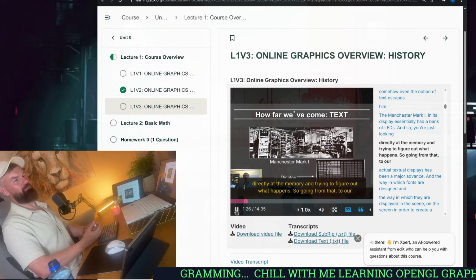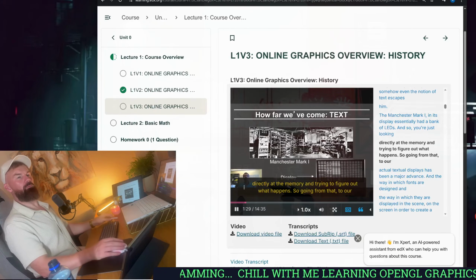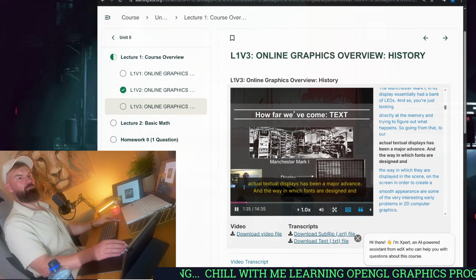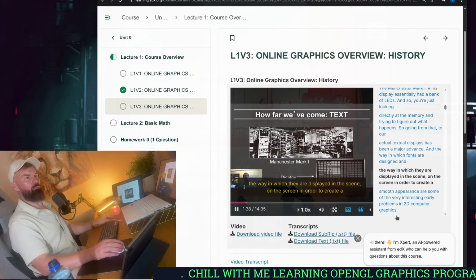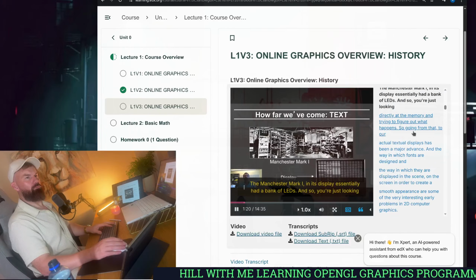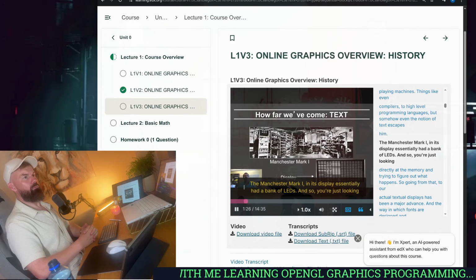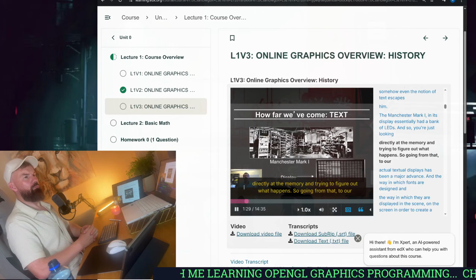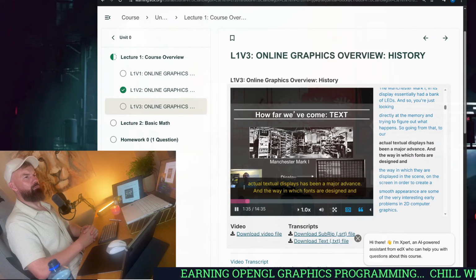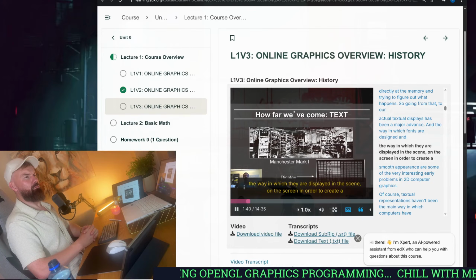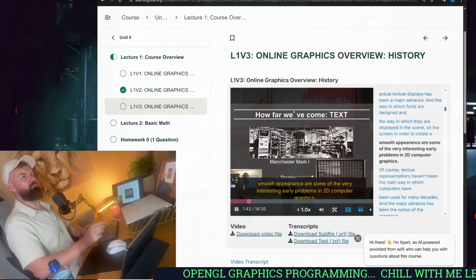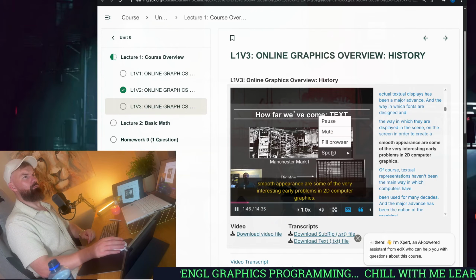The Manchester Mark I, in its display, essentially had a bank of LEDs, and so you're just looking directly at the memory and trying to figure out what happens. So going from that to our actual textual displays has been a major advance, and the way in which fonts are designed and the way in which they're displayed on the screen in order to create a smooth appearance are some of the very interesting early problems in 2D computer graphics.